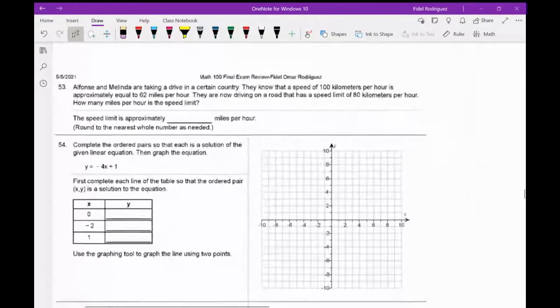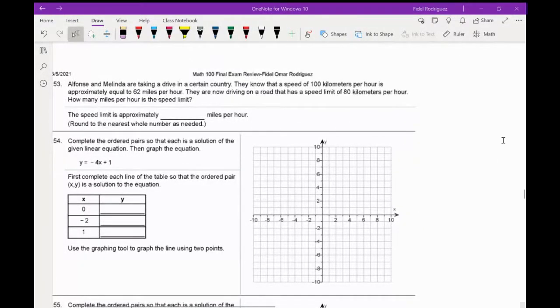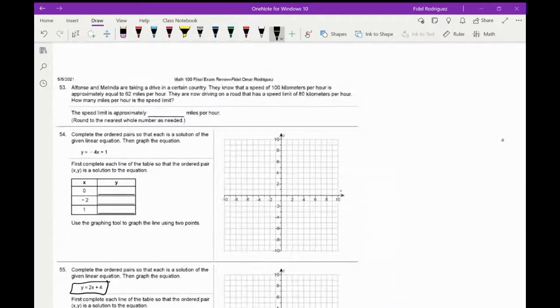Okay, so let's come back and take a look at 53. 53 says, Alphonse and Melinda are taking a drive in a certain country. They know that a speed of 100 kilometers an hour is approximately equal to 62 miles an hour. Now they're driving on a road that has a speed of 80 kilometers an hour. How many miles per hour is the speed limit? Okay, so guys, this is going to be a ratio and proportion problem. When I have a ratio and proportion problem, I write one fraction equals another fraction. The first part they're telling me is that 100 kilometers per hour is the same as 62 miles an hour. Now we're going 80 kilometers an hour. How many miles an hour are we going?